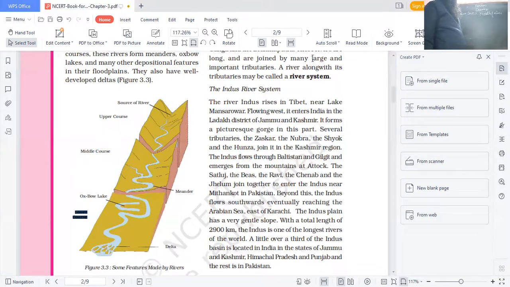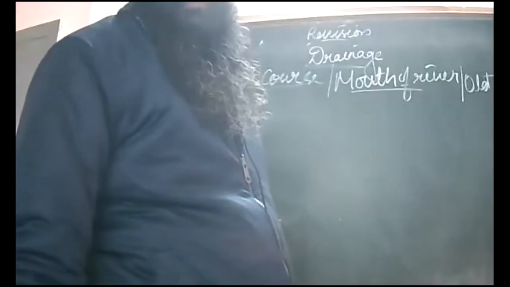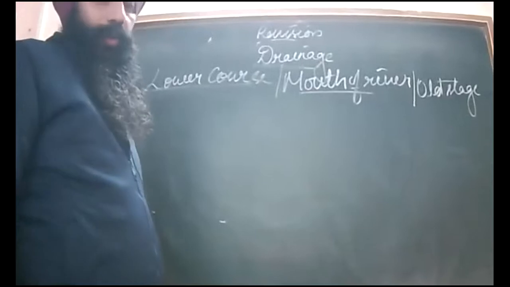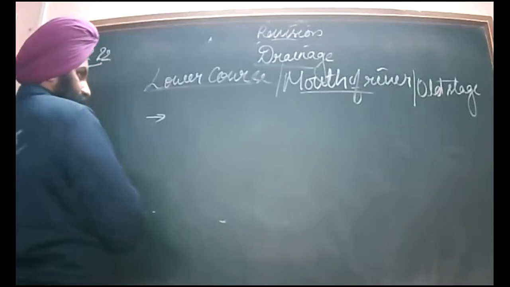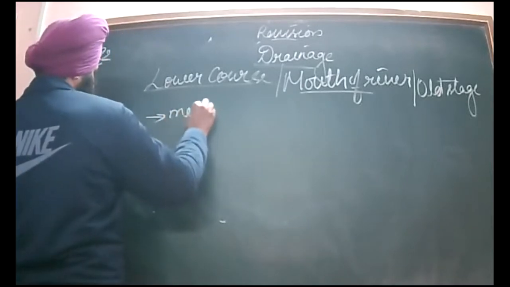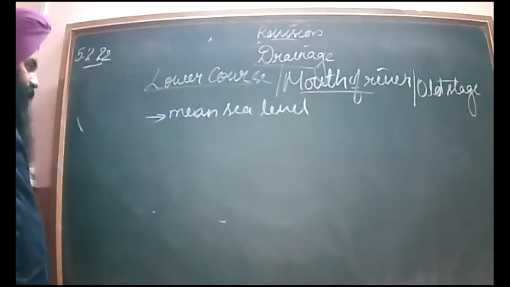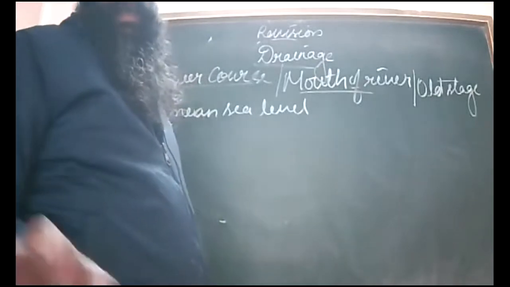When river water falls in a larger water body, that place is known as the mouth of a river, or the old stage of a river. The basic characteristics are: the river reaches the mean sea level, with a negligible gradient, as the slope of the region has leveled towards the sea level.